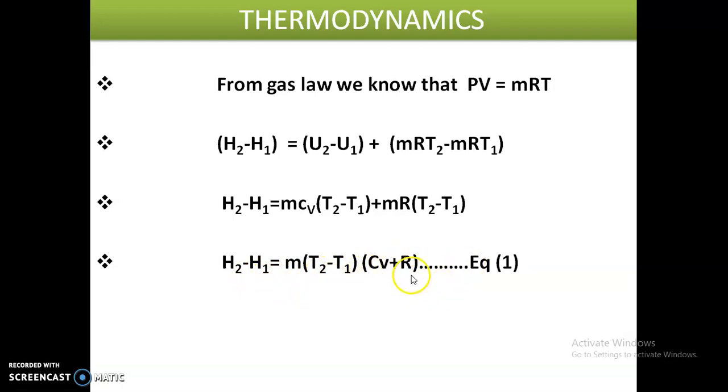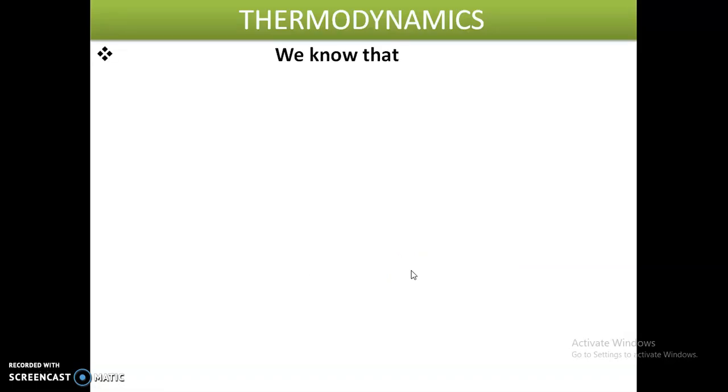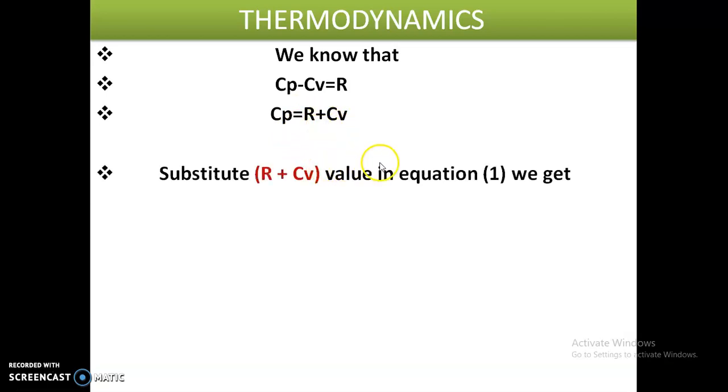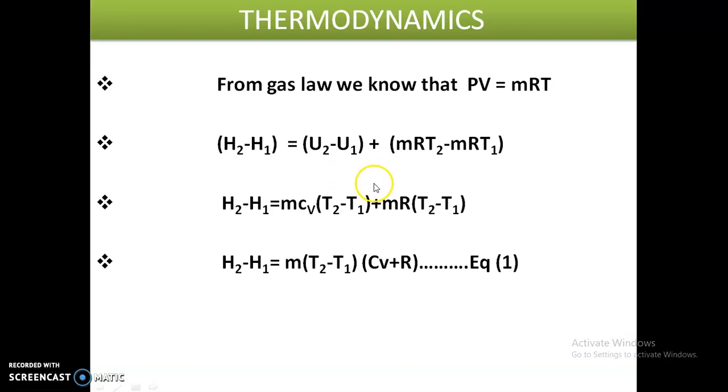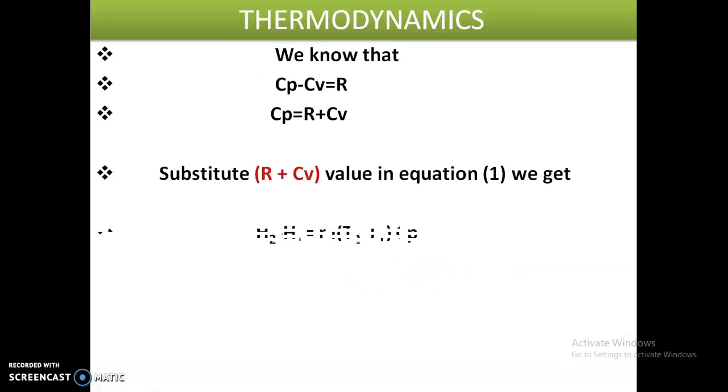This is equation number 1. Already we know the specific heats relation, that is Cp minus Cv is equal to R. From this equation we can write the Cp value. Cp is equal to R plus Cv. Substitute this R plus Cv value in equation number 1. We get h2 minus h1 is equal to m T2 minus T1 into Cp. In place of R plus Cv we have substituted the Cp value.